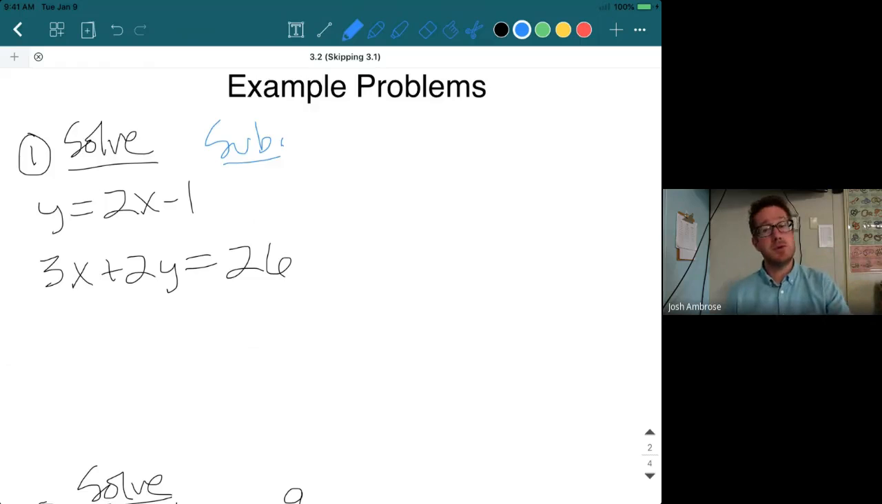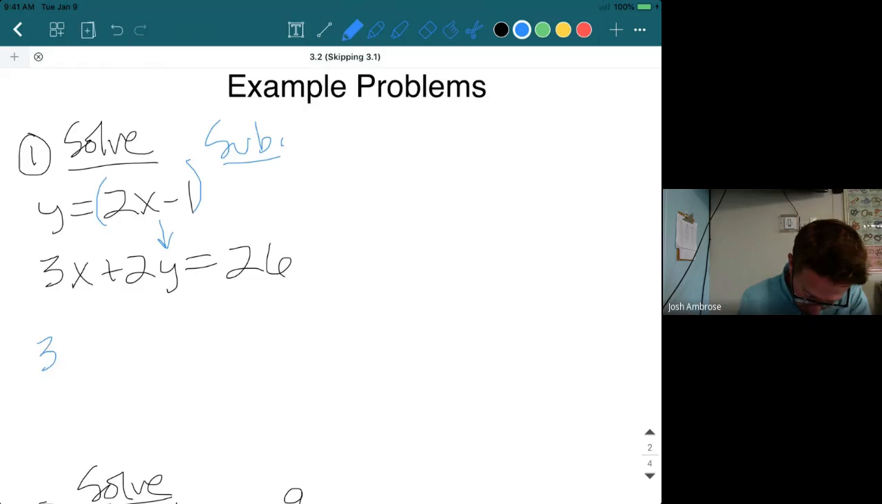Now, how do you use the substitution method? Basically, we're going to take this first equation, put it in parentheses, and literally substitute it into the other equation, because it is saying, hey, this is what y is. If I take y out of the other equation and replace it with 2x minus 1, that's the same thing. And we want to do that because then we will have the same variable. So let's rewrite that: 3x plus 2, and then substitute the 2x minus 1 in.